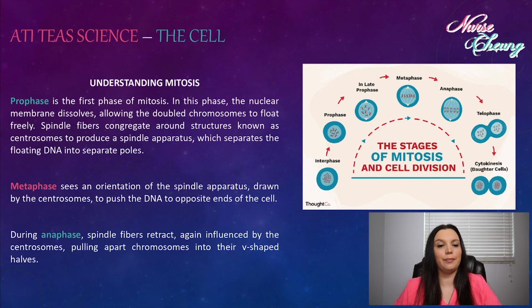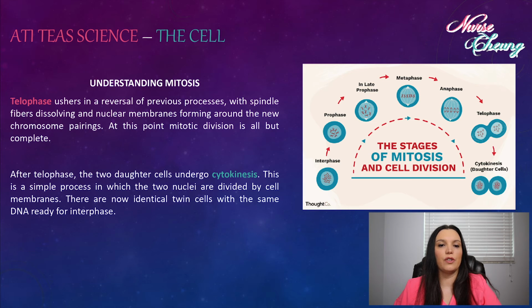In metaphase comes an orientation of the spindle apparatus drawn by the centrosomes to push the DNA to opposite ends of the cell. During anaphase, spindle fibers retract, again influenced by centrosomes, pulling apart chromosomes into their V-shaped halves. Telophase ushers in a reversal of previous processes, with spindle fibers dissolving and nuclear membranes forming around the new chromosome pairs. At this point, mitotic division is all but complete.